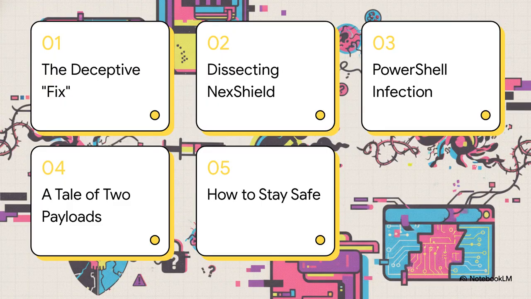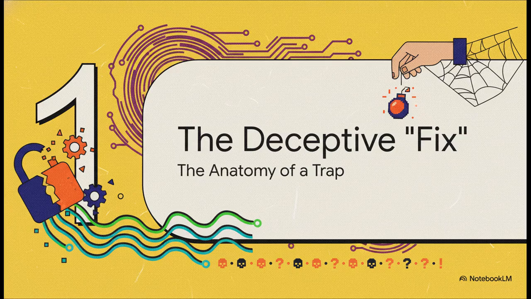All right, so here's our game plan. We're going to start with the trap itself, the deceptive fix. Then we'll put on our detective hats and dissect the malicious browser extension. After that, we'll follow the PowerShell chain of command, see how the attackers deploy two totally different payloads, and, of course, wrap it all up with how you can stay safe. Okay, let's kick things off with part 1, the deceptive fix.